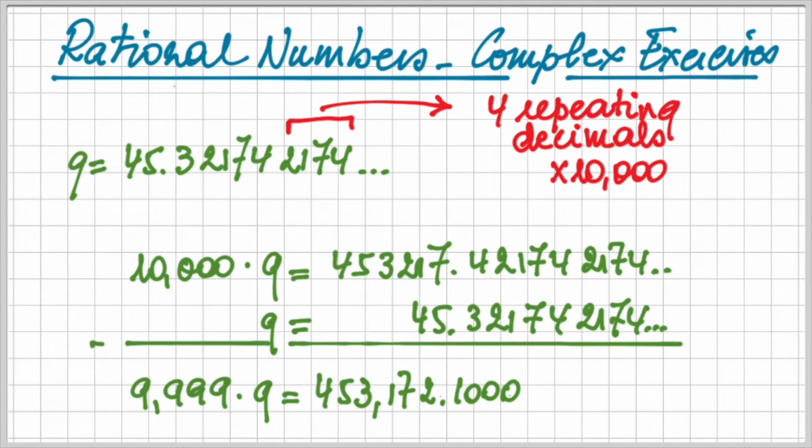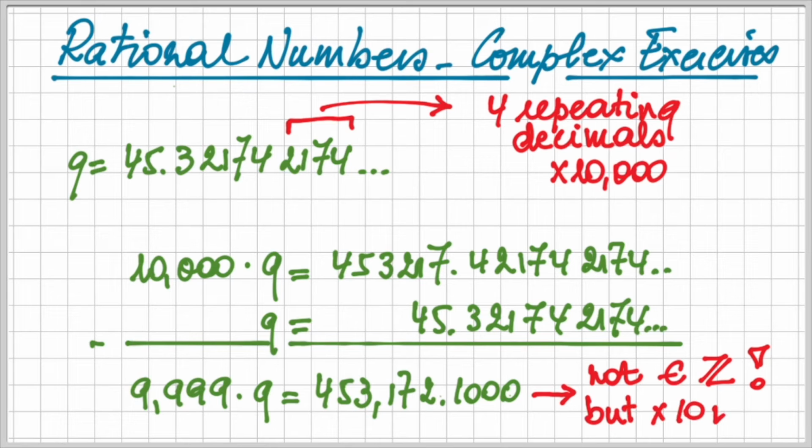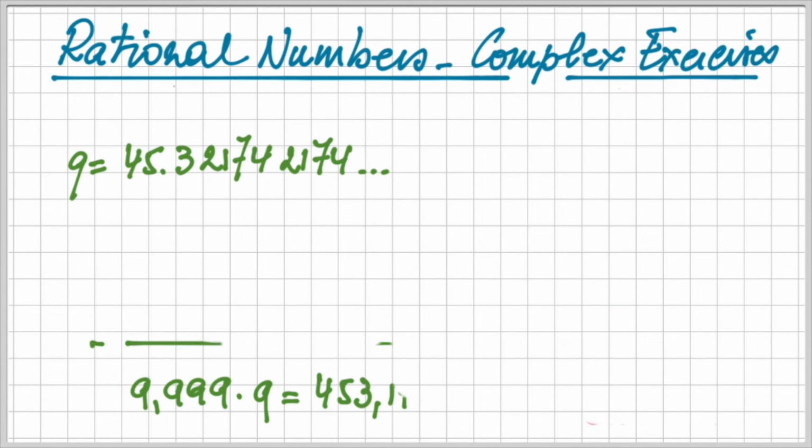9,999Q. And on the right-hand side, we have 453,172.1. And that number is not an integer. So basically what we have to do, we have to multiply this number by 10, or multiplying both sides by 10. So let's have a look what this gives us.